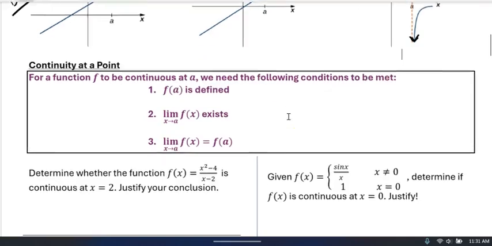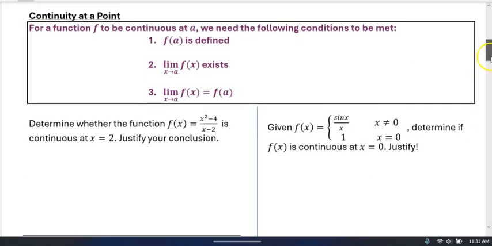So let's take a look at continuity at a point. Here is a definition for a function f to be continuous at a point x equals a. We need three conditions to be met. One, the function has to be defined. Two, it has to have a limit that exists as x approaches a. And the last thing is that the limit needs to be equal to the value of the function at a. So those have to be the same.